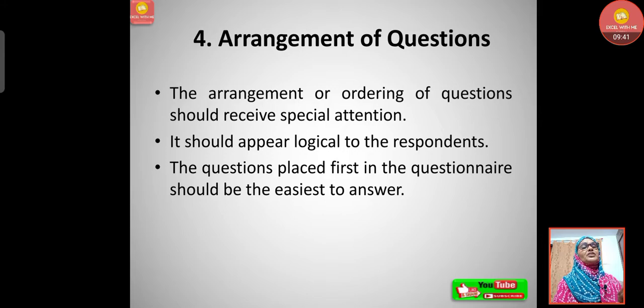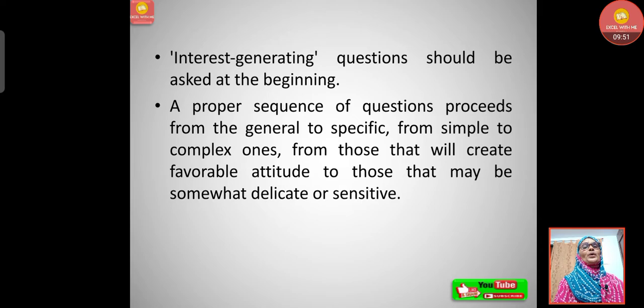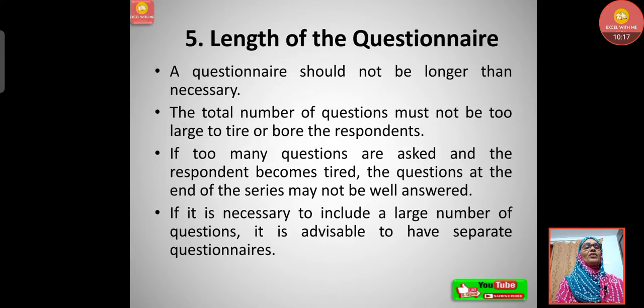The questions placed first in the questionnaire should be the easiest to answer. If in the beginning itself we give difficult questions, they will lose interest in attending the next question. Obviously, interest generating questions should be asked at the beginning. A proper sequence of questions proceeds from the general to specific, from simple to complex ones, from those that will create favorable attitude to those that may be somewhat delicate or sensitive.